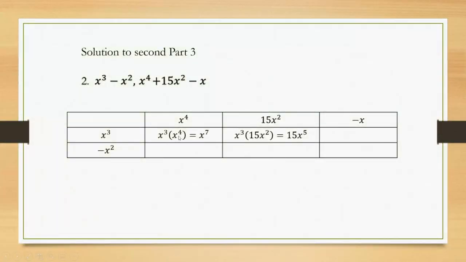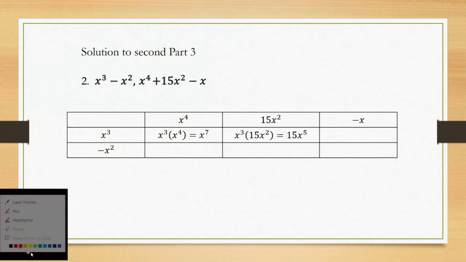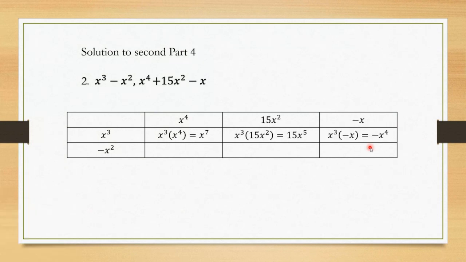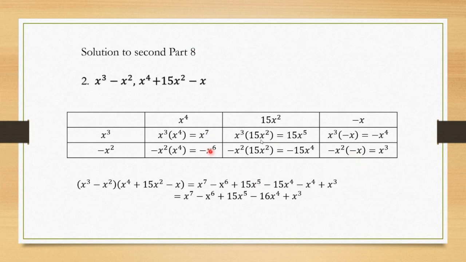Now let me finish this. Here we have x cubed times minus x. We get minus x to the 4. Here we have minus x squared times x to the 4. That's this. Minus x squared times 15x squared. You get minus 15x to the 4. Finally, we have this. And so, again, you add up the entries here, combining like terms when you can, and this is what you get.